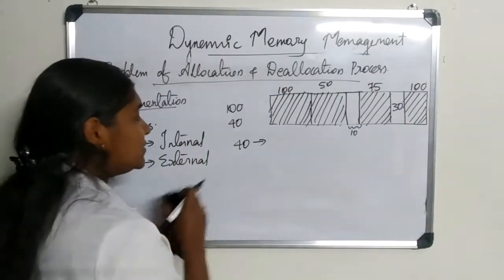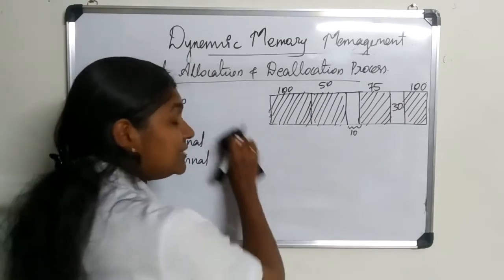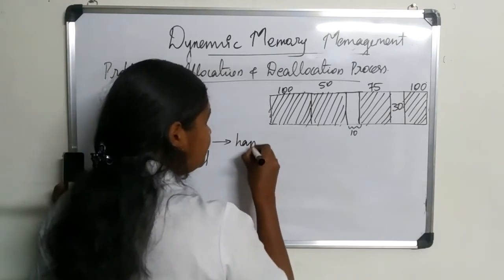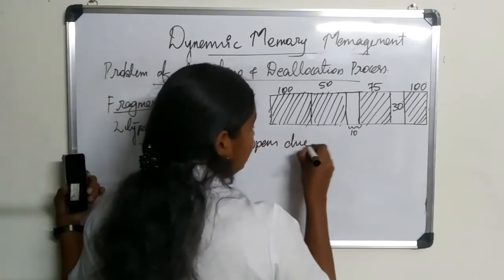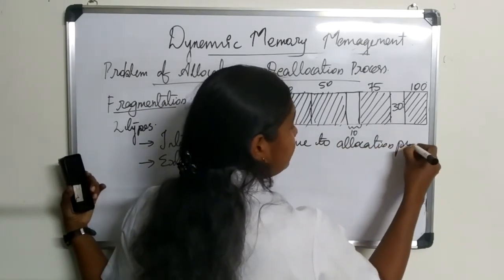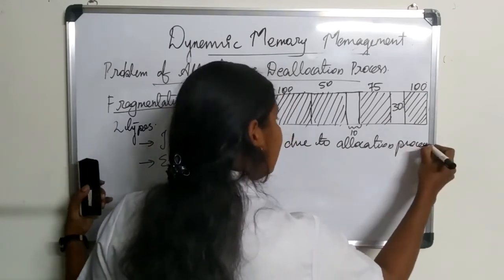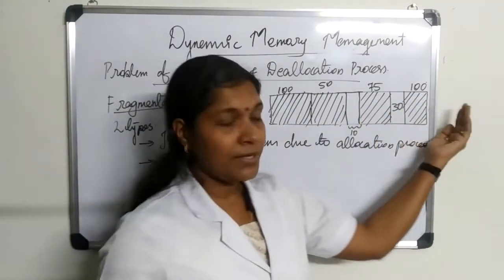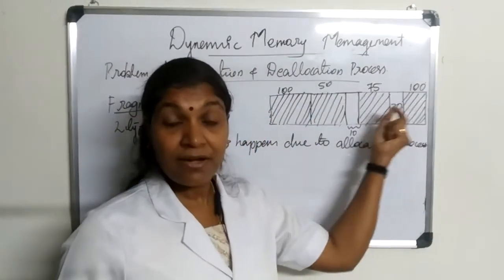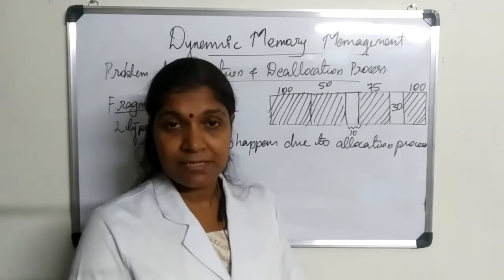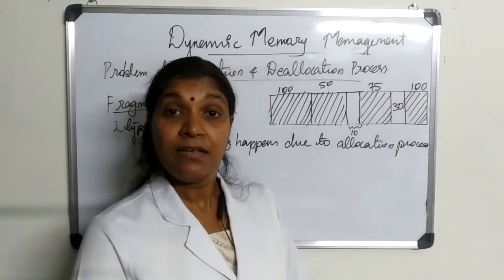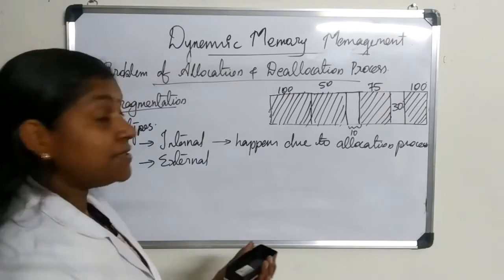Normally students get confused with this concept, so you should remember: internal fragmentation happens due to the memory allocation process. During allocation, some unwanted memory is left as residue memory area, and when residue memory area appears here and there in the system memory, that creates the concept of holes, and that is known as internal fragmentation. Then next is external fragmentation.